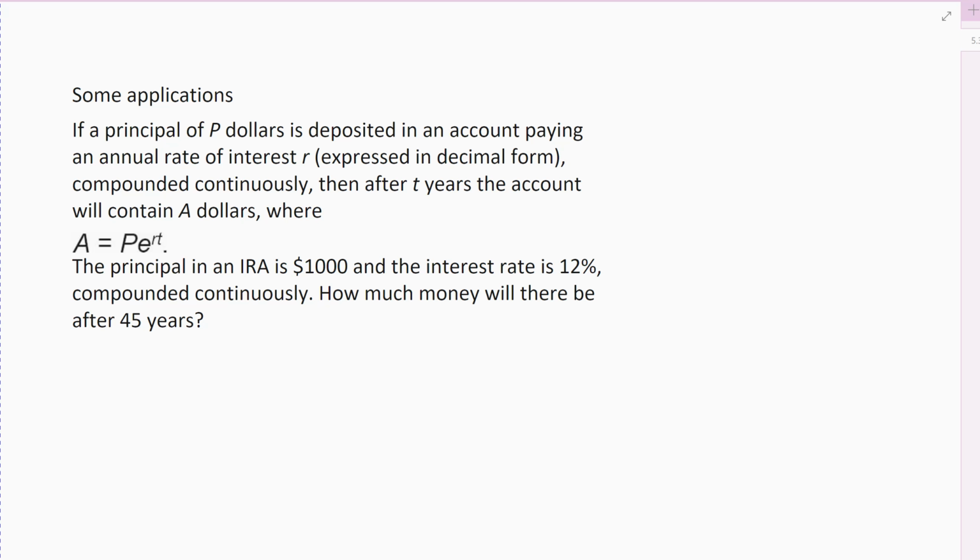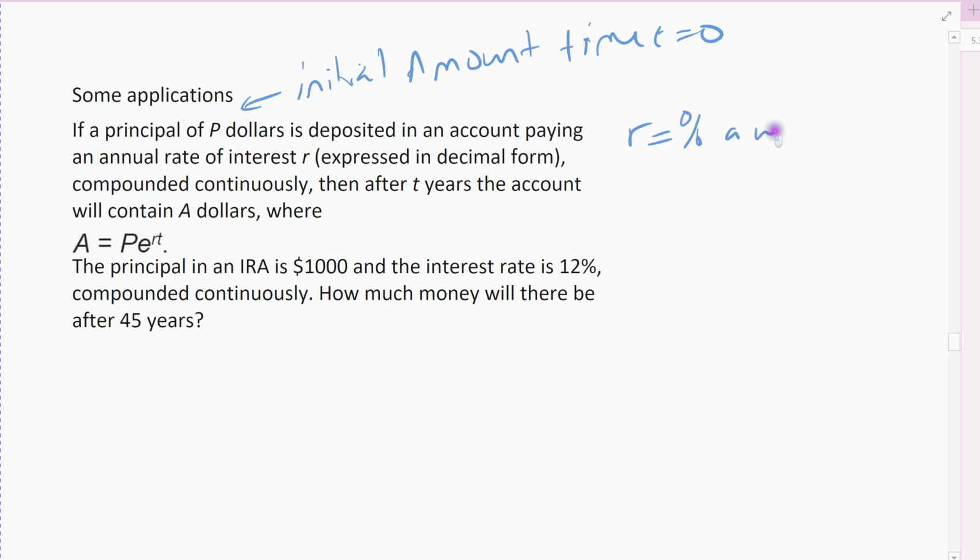The principal amount, P, is the initial amount at time 0. The account is paying an annual interest rate, expressed as a decimal, compounding continuously. Our interest rate is the percent at which the money grows.